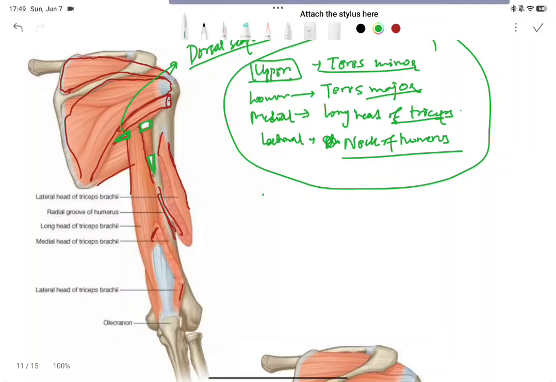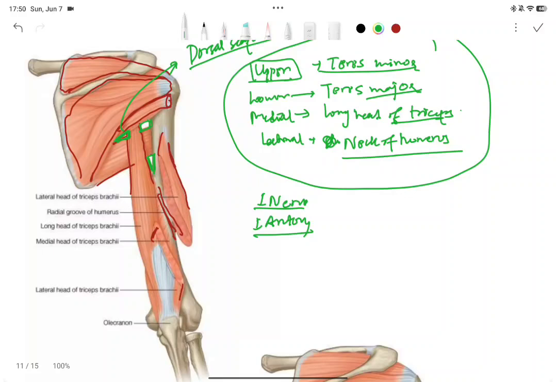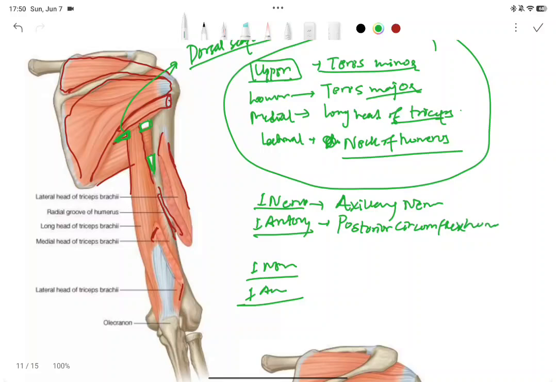So one nerve and one artery pass through the lower triangular space too, है. So there is one nerve called the axillary nerve, है, and the artery is the posterior circumflex humeral artery, posterior circumflex humeral artery.